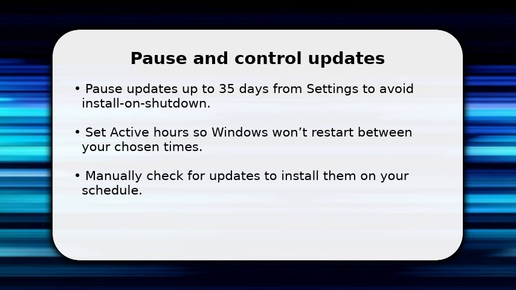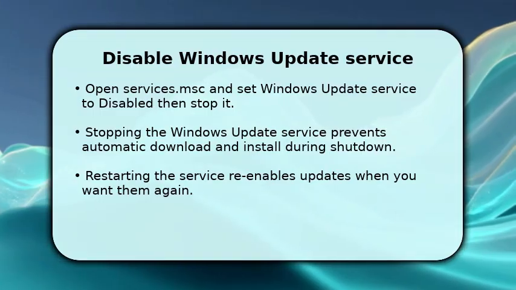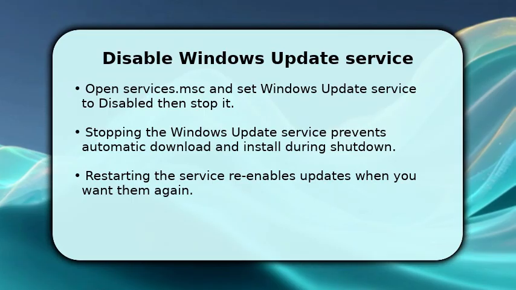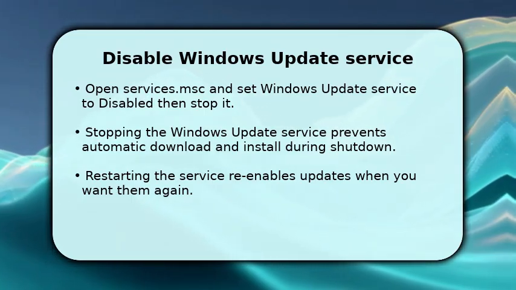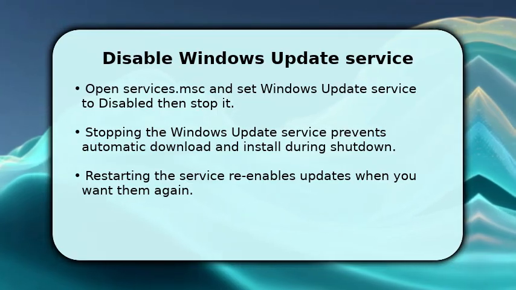Press Windows key plus R and type services.msc to open Services. Find Windows Update, right-click, then select Properties to change startup type. Choose Disabled and click Stop to halt the service immediately. Click Apply and OK to save the setting so updates will not install on shutdown.